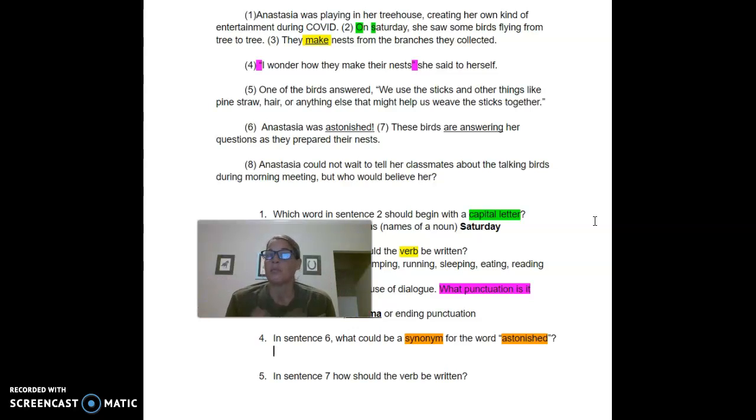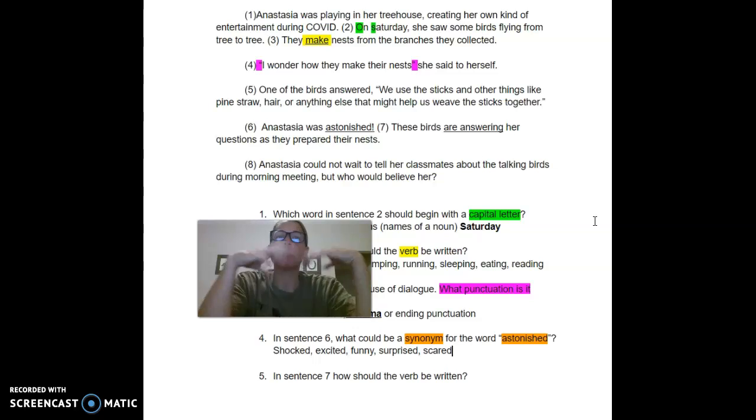So it could be a few things, right? It could be maybe that she's shocked. She's excited. Maybe she thinks it's funny. Surprised. Maybe scared. I think I might be scared of a bird talking to me. Okay, so we have some words that could fit. So we really have to go back and think to ourselves, what's happening and how does she respond? So she's astonished the birds were answering her question. She couldn't wait to tell her friends.